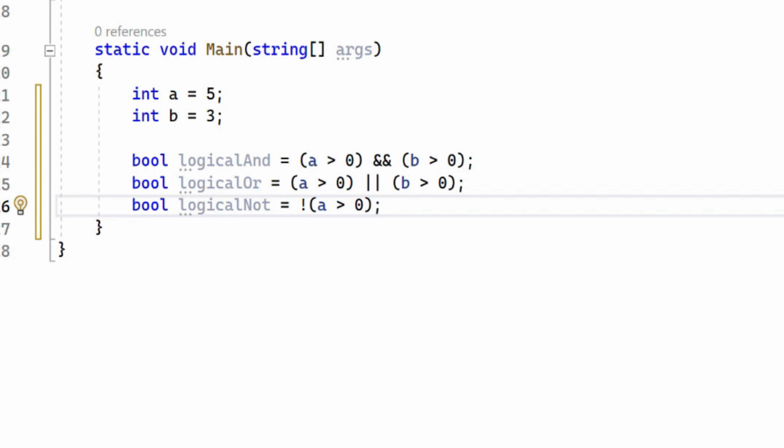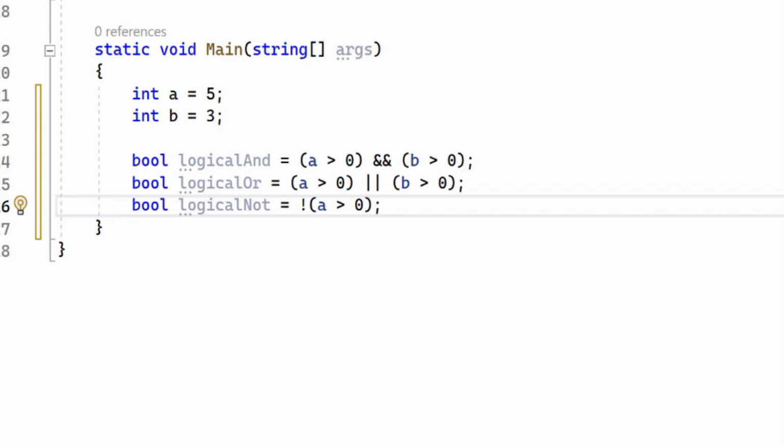So if you take a look at the last line of code, bool logical NOT equals exclamation mark, and then in the brackets we have a greater than 0. Even though a greater than 0 is true, the logical NOT will be false, since the logical NOT operator negates the Boolean value of the operand.